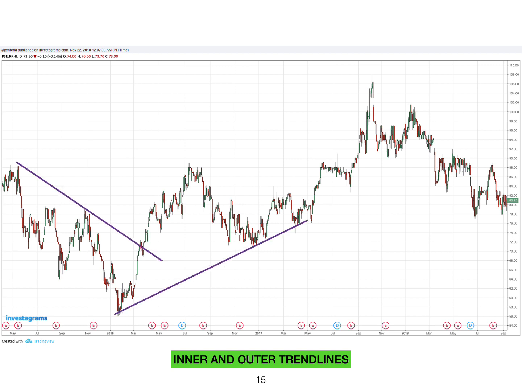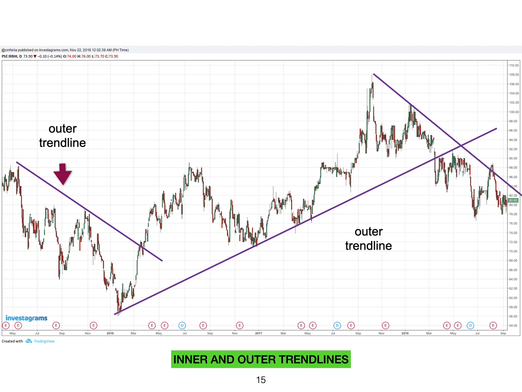The orange lines are the inner trend lines representing short-term trends, while the violet line is the outer trend line representing longer-term trends.